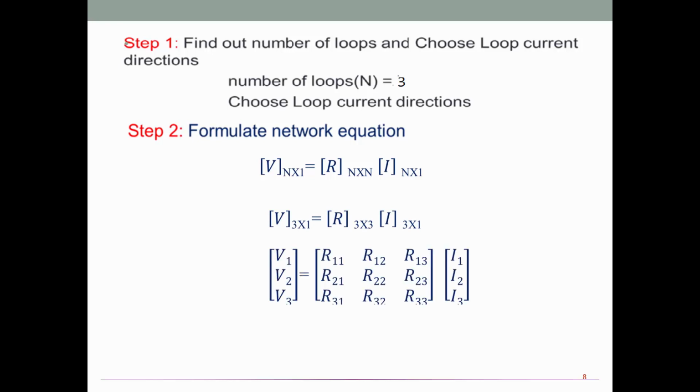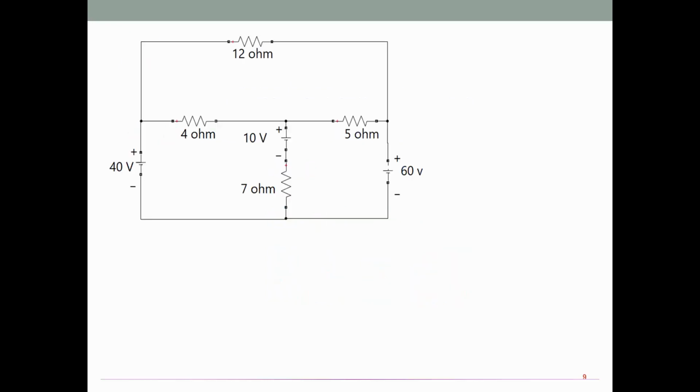Finally, you can expand as per the requirement of network equation. So 3 cross 1 means V1, V2, V3, R right from R11 to R33, I from I1 to I3. I'll take down the same circuit once again. Here, let me choose loop current direction. Once again, clockwise. No need to choose branch current direction here. Loop current direction alone is enough.